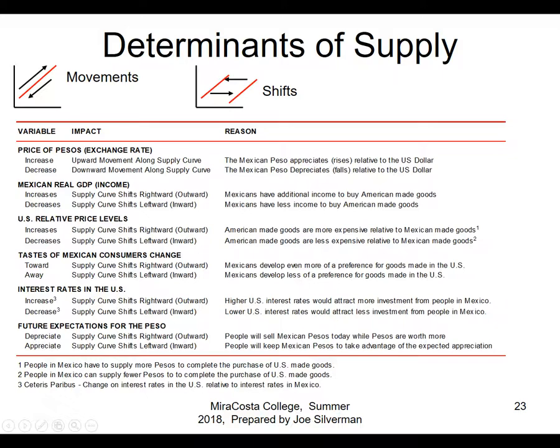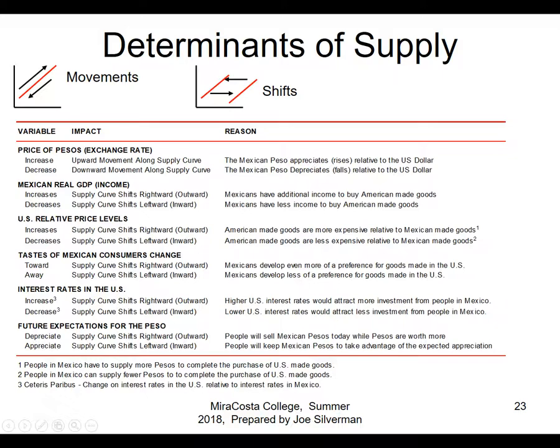So if, again, you're holding dollars and you're holding pesos, and you expect that the peso is going to go down in value in the future, may as well get rid of your pesos, get rid of as many of them as you can right now. So we would show that as a rightward shift.